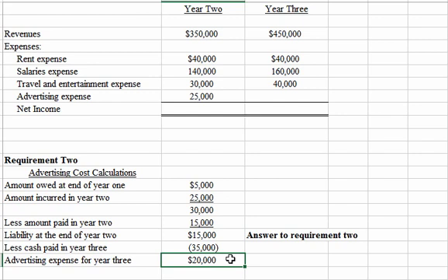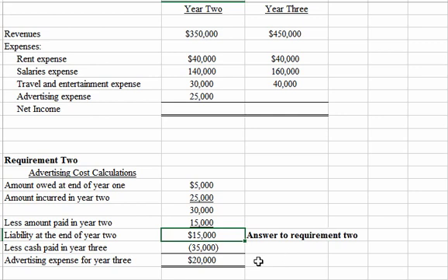Let's go through it one more time, starting at the beginning. The amount owed for advertising at the end of year 1 was $5,000. We're going to add to that advertising cost incurred in year 2 of $25,000. So during year 2, we owed the advertising agency $30,000: $5,000 for year 1, $25,000 for year 2. We only paid them $15,000 though. So that leaves us with a liability at the end of year 2 of $15,000, the difference in the amount paid and the amount we owed. That's your answer to requirement 2.